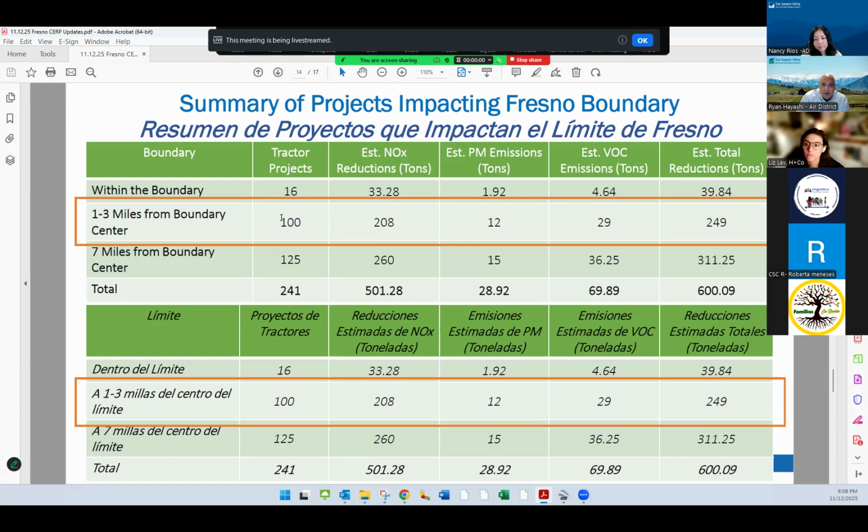In the 1 to 3 mile boundary, there's roughly about 100 projects. And from that, we could get about 249 tons of total emission reductions. And then at 7 miles, it's 311. Cumulatively, if we were to do it all, it'd be about 600. That's a lot in terms of emission reductions. That's really, really significant.